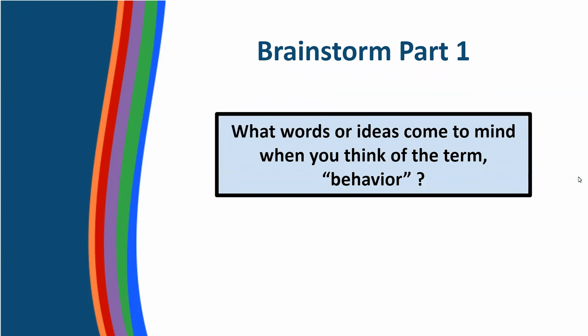Let's begin by brainstorming. Take notes for yourself in whatever form works best for you. For example, on paper, on the computer, as a doodle, or as an audio note. Jot down the word behavior. Now take a minute to jot down any words, terms, or ideas that come to mind when you think about behavior.